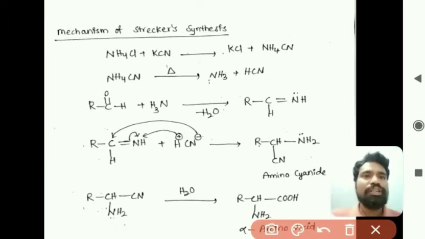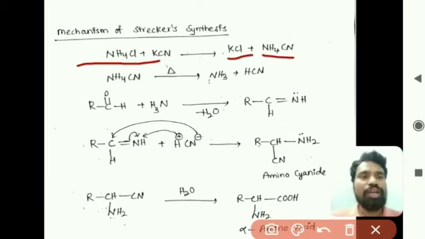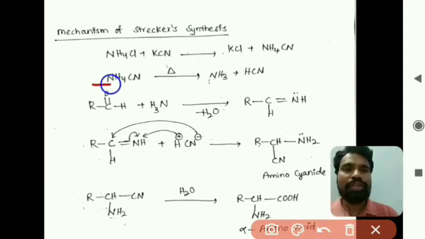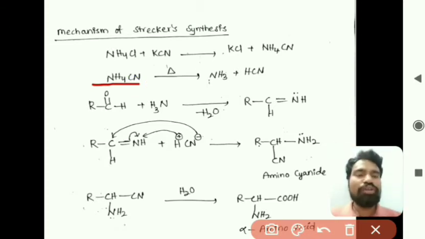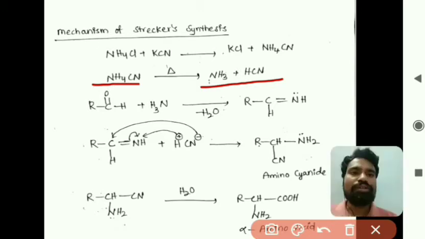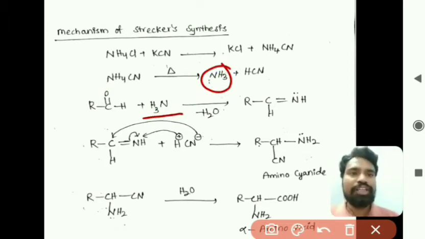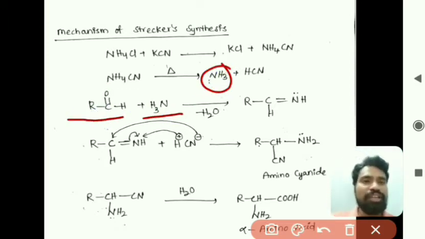Just observe here. The first step is ammonium chloride and potassium cyanide. These two react with each other and form potassium chloride and ammonium cyanide. The ammonium cyanide formed will undergo dissociation into ammonia and hydrogen cyanide. Now the ammonia NH3 formed in this reaction reacts with the starting material aldehyde.